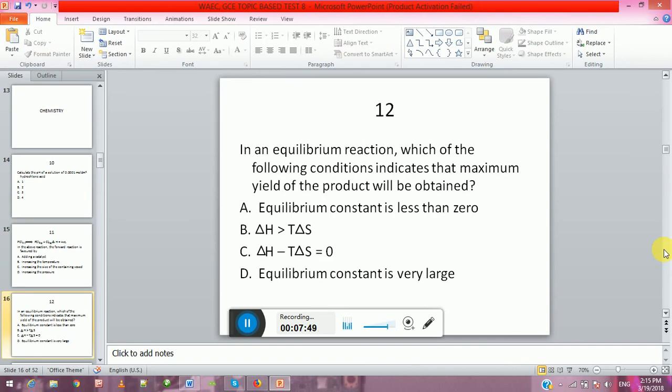In an equilibrium reaction, which of the following conditions indicates that maximum yield of the product will be obtained? A. Equilibrium constant is less than 0. B. Change in H greater than T change in entropy. C. Change in H minus T change in entropy equal to 0. D. Equilibrium constant is very large.